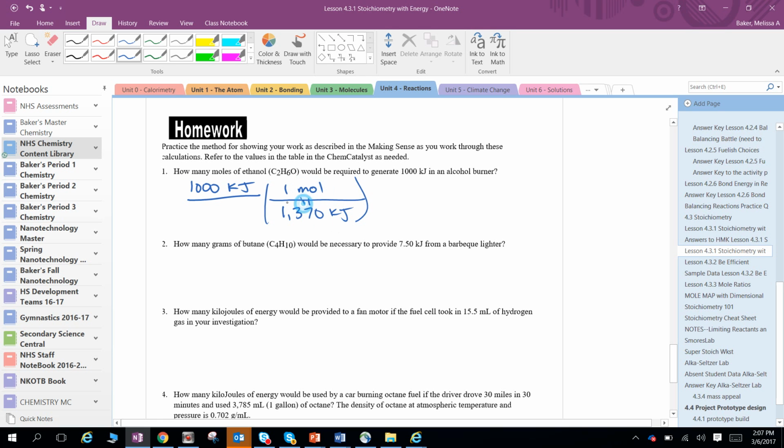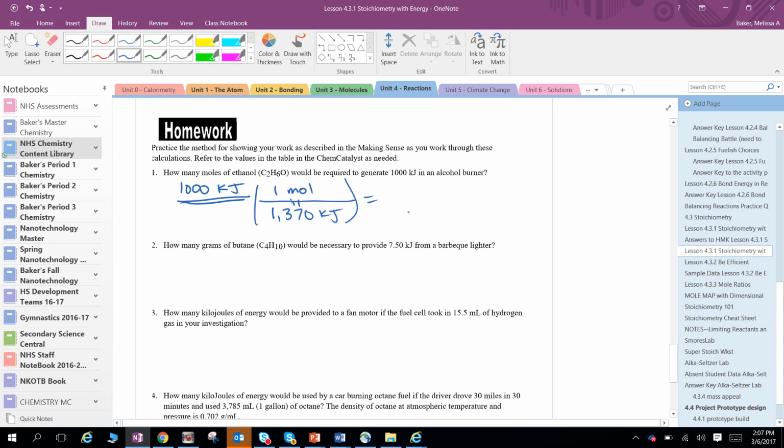So we don't even need a mole to release 1,000 kilojoules. We need a fraction of a mole. Multiply across the top and divide by the bottom, and we get 0.73 moles of ethanol. So go ahead and pause the video and do the same thing for number 2, only there's one extra step. After you get it into moles, it wants you to convert it into grams.